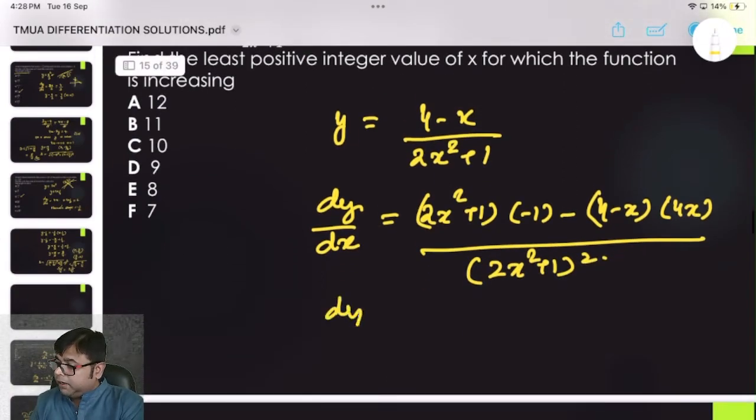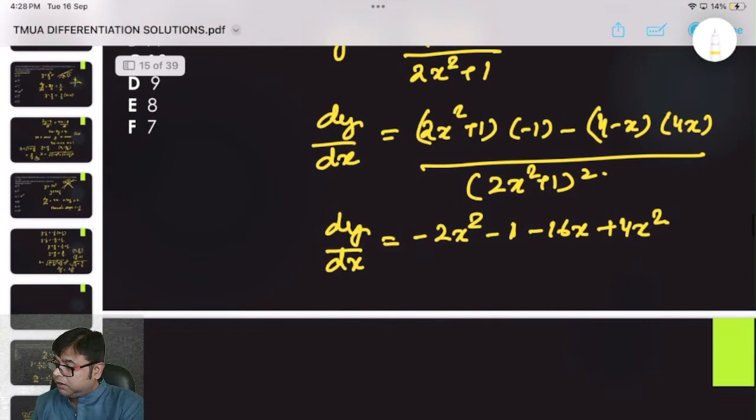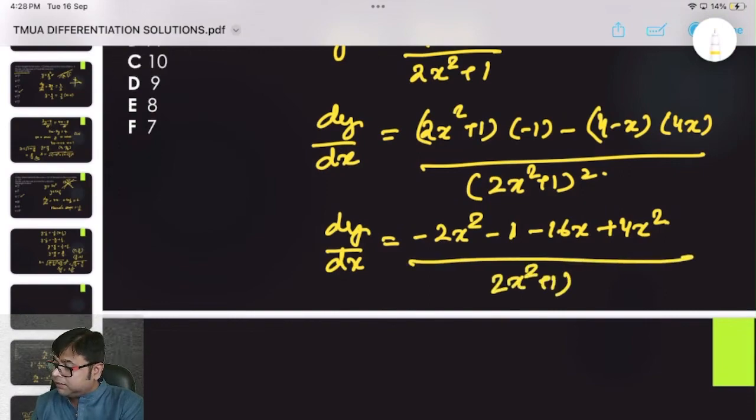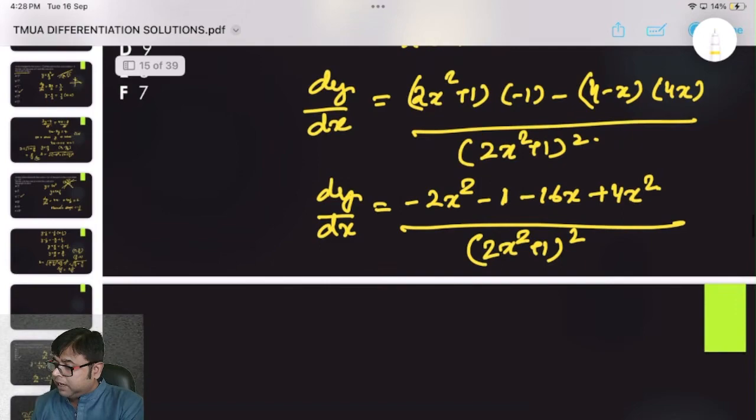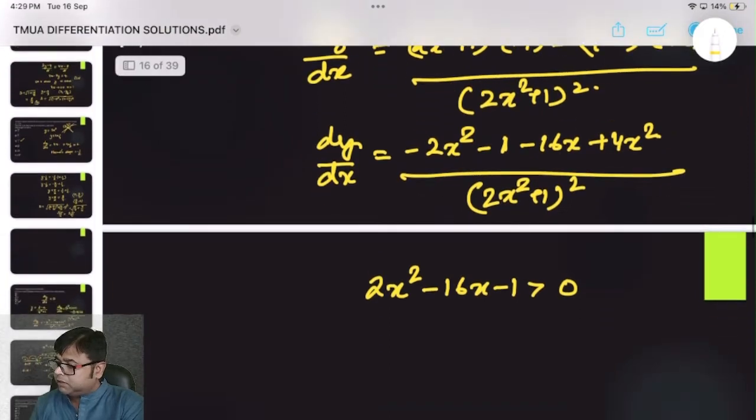This will give me dy by dx, which is minus 2x square minus 1, minus 4, okay, minus 16x and plus 4x square, upon the denominator as it is. Now again for increasing, I'll put it greater than 0. So I'll get 2x square minus 16x minus 1 greater than 0. This is finally what I will get, because this will cross multiply and become 0. Since it's a positive value, I can safely cross multiply.